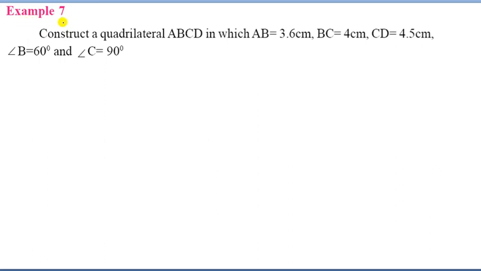So question example 7 is here. Construct a quadrilateral ABCD in which AB is equal to 3.6 centimeter, BC is equal to 4 centimeter, CD is equal to 4.5 centimeter, angle B is equal to 60 degree and the angle C is equal to 90 degrees. So let us start how we can do the construction of this.